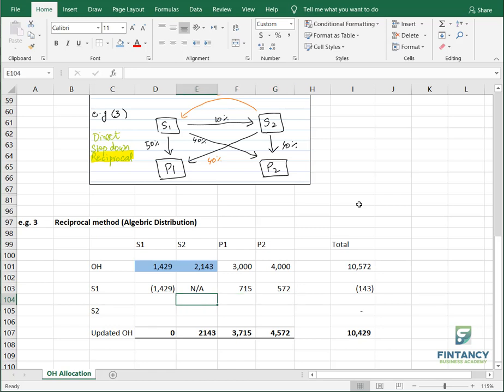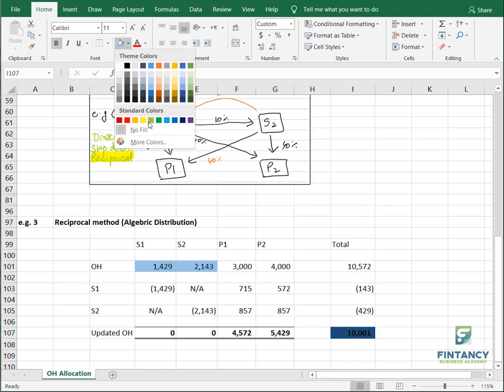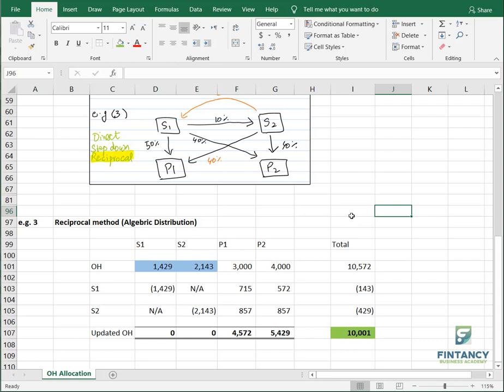Getting the story? Same here. 2143 if I want to allocate, here I will say not applicable. And 2143 into, now see how much S2 was giving to P1. Remember 40-40. They were giving 40-40, right? So into 0.4 and again 2143 into 0.4. See how much is coming, my friends. See the magic. This is the magic for you. The magic is in green color. Please write yes in the chat box if you got the point.